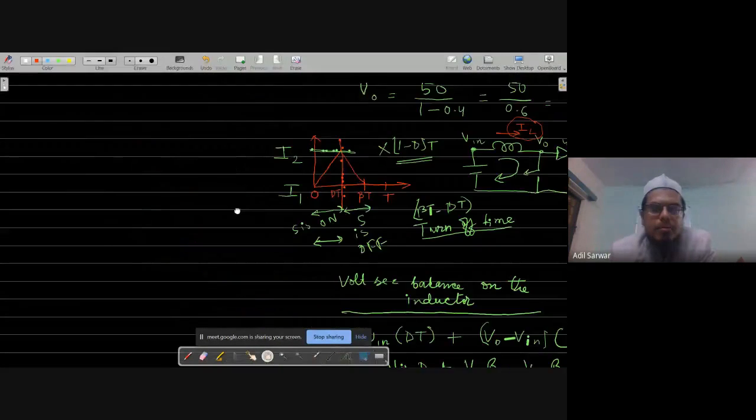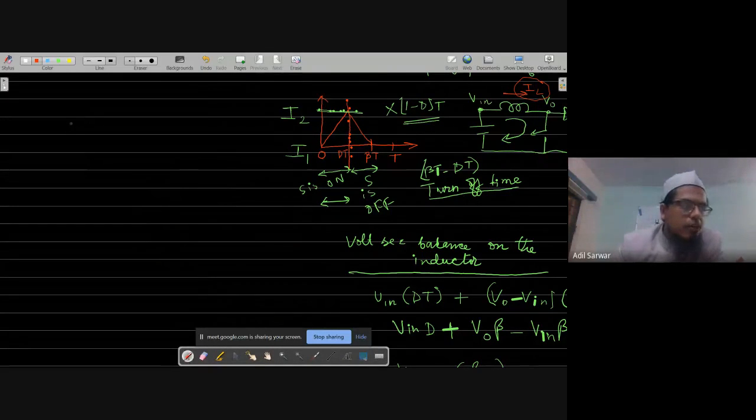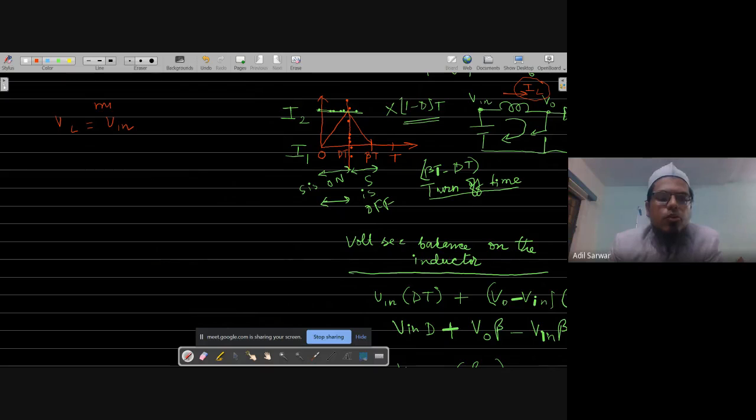Okay, so let me bring this here and let's try to find out this I2. So how to find it out? From 0 to dt, VL is equal to the input voltage, V in. Okay, so this is for mode 1.